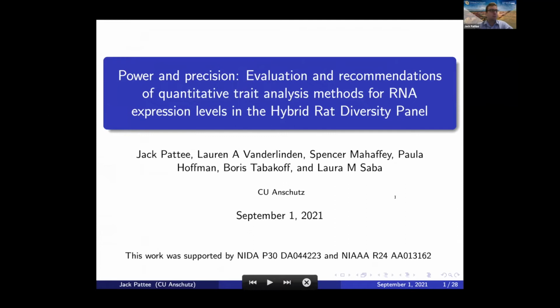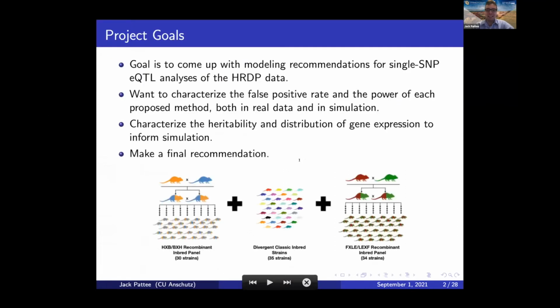For people not familiar, the hybrid rat diversity panel is a panel of rat strains that is useful in systems genetic studies, associating genetic variation with genomic features like gene expression, and associating genetic and genomic data with higher level phenotypes. There are some elements of the data that make it relatively difficult or nuanced to model, and we address that in this project.